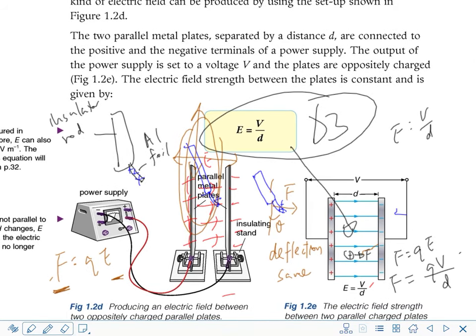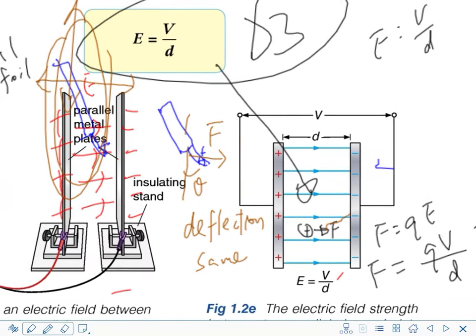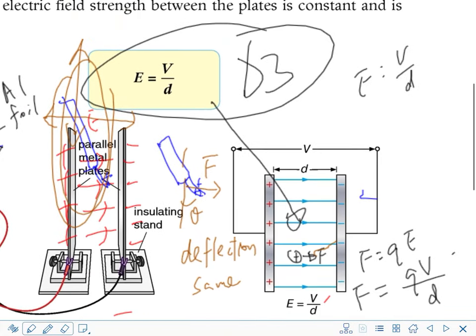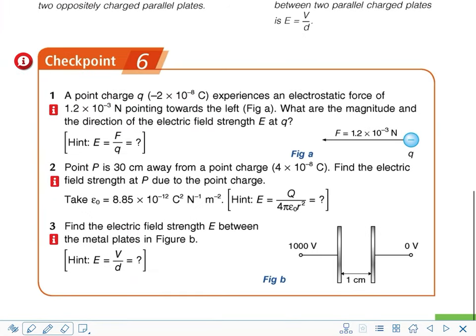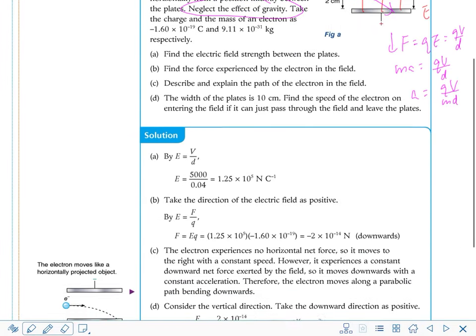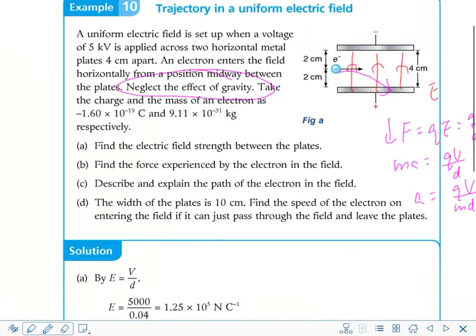And we also have D3 equation. For parallel plates, we know E field is constant. And E field equal to V over D, which is given in the third equation, D3, in the public exam. Okay. Checkpoint 6, don't forget checkpoint 6. You may check the answer now.